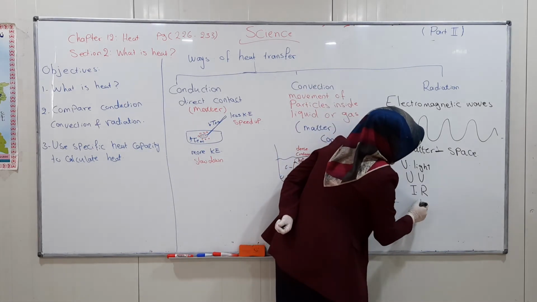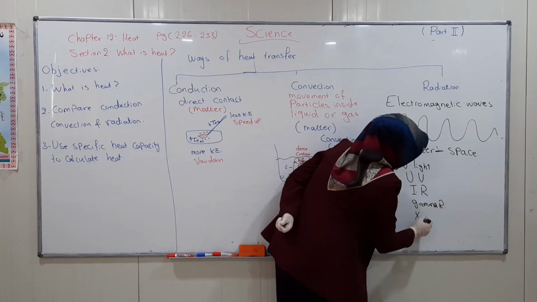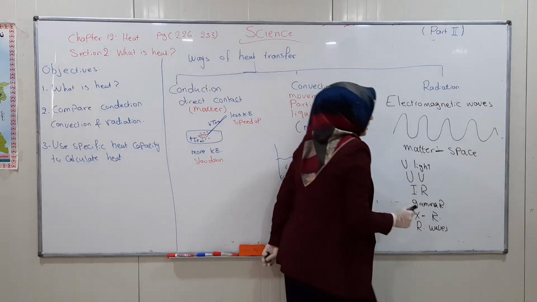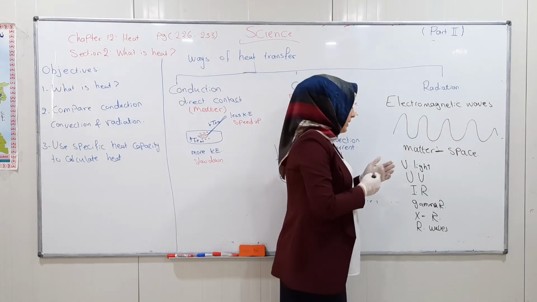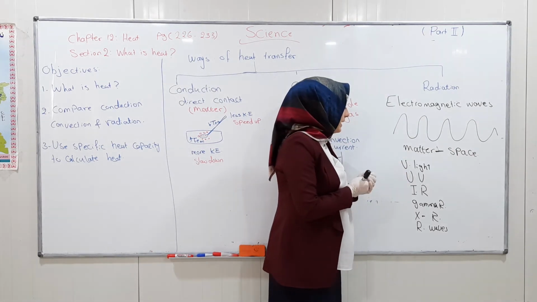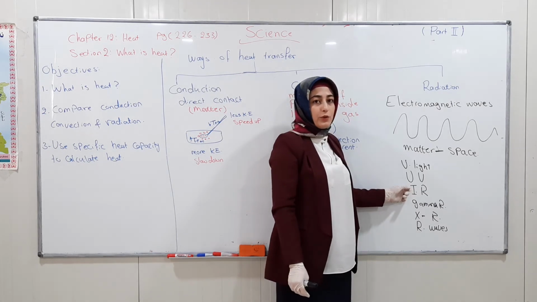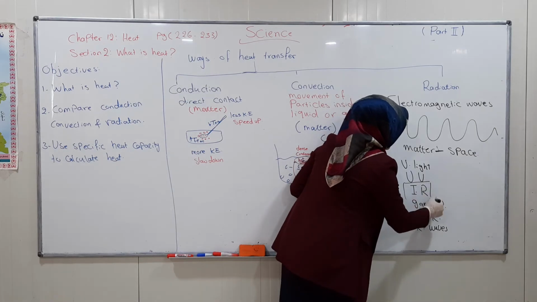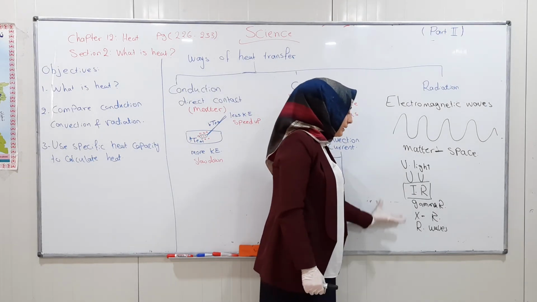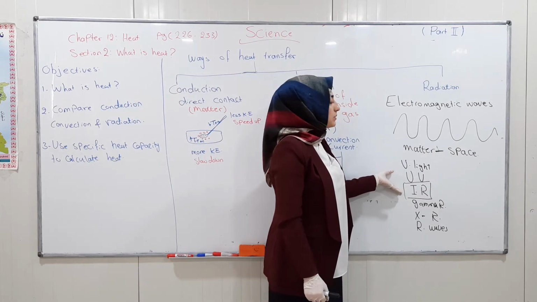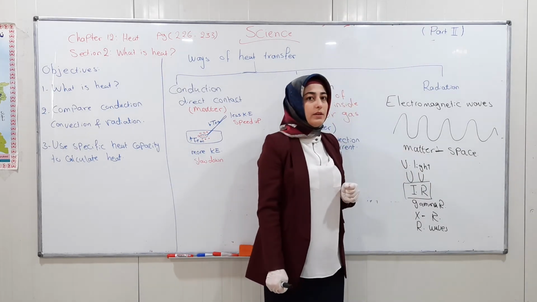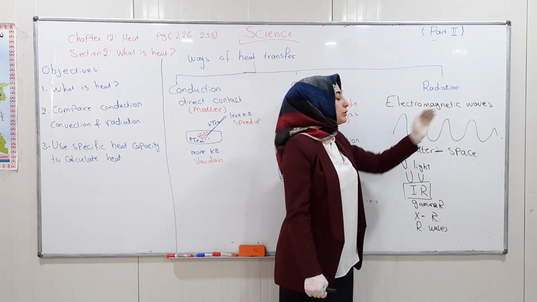We have gamma rays, X-rays, radio waves. So we have different kinds of waves that can be emitted from the sun to the earth, but the light that causes the earth to become warm is called infrared. And the light that causes your skin to become warmer is called infrared. All these waves or rays that pass from the sun to the earth don't need matter; they can pass through space and also can pass through matter, and they are called electromagnetic waves.